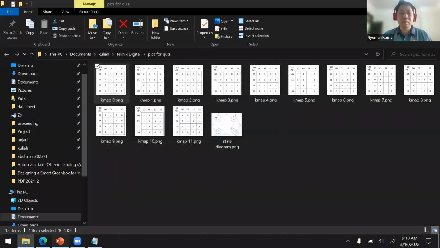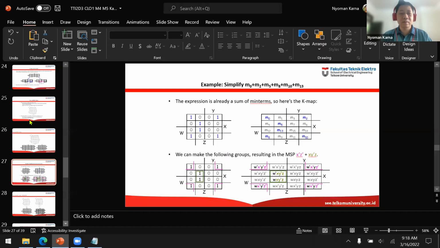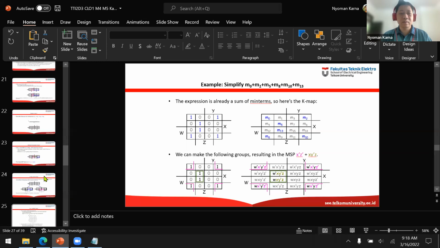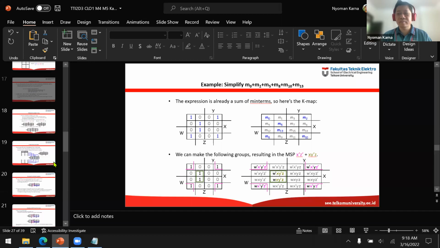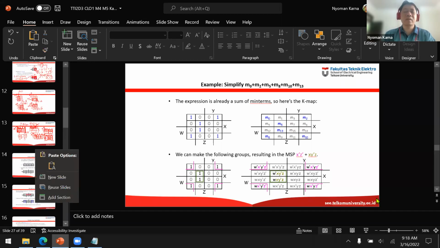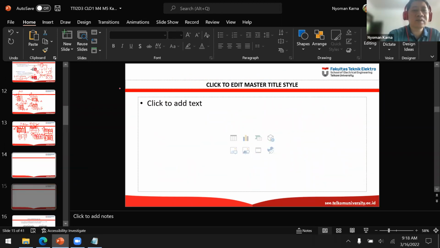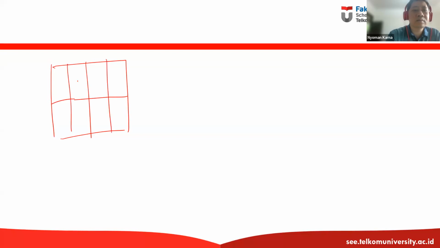Now let's try four variables. Now, in four variables, for example like this, we have 2 power of 4 or 16 cells. A, B, C, D, 0, 0, 0, 1, 1, 1, 1, 0, 0, 0, 0, 1, 1, 1, 1, 0.